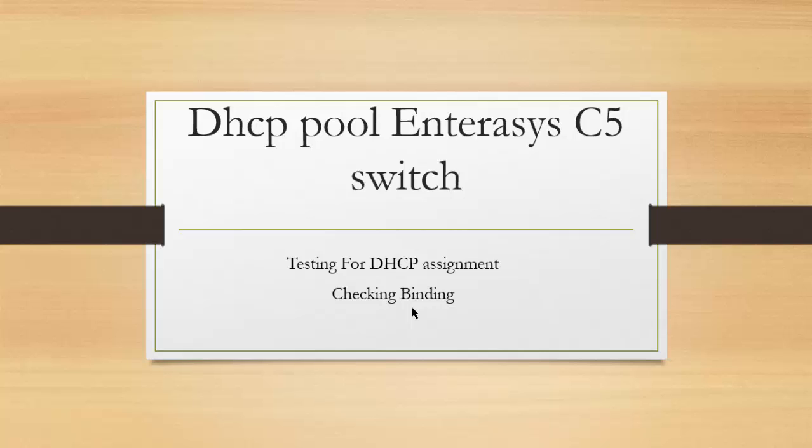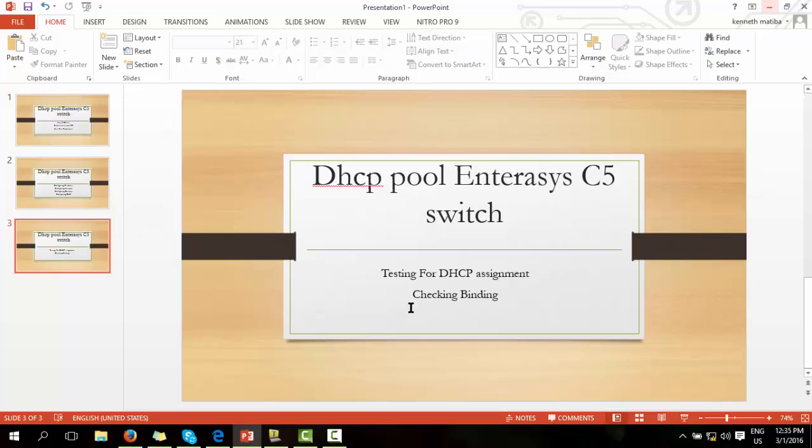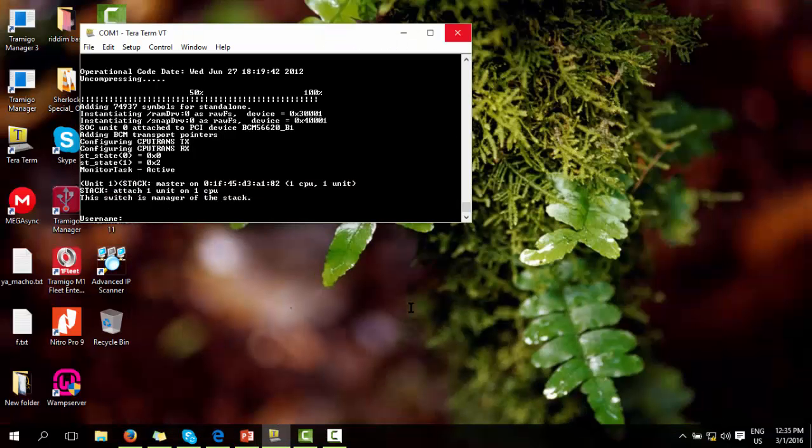What I mean by checking for binding is that we will be able to check, using the command line, the terminal, to see that our DHCP pool has actually bound or assigned an IP address to a specific device, in this case my laptop. So let's get right into it.